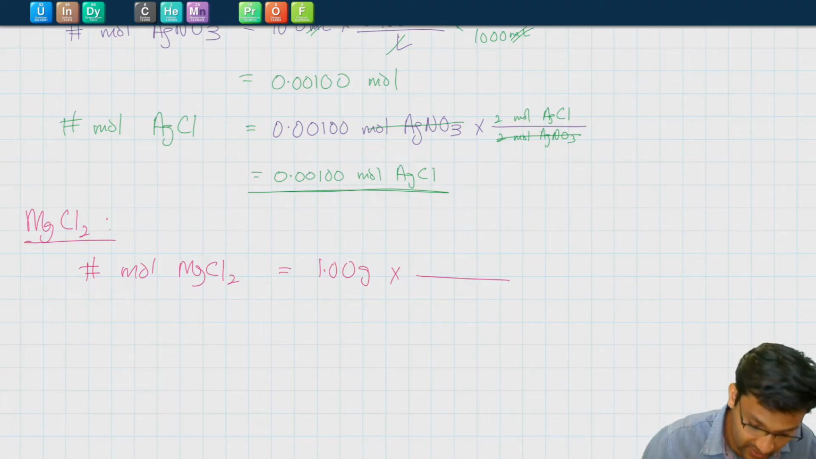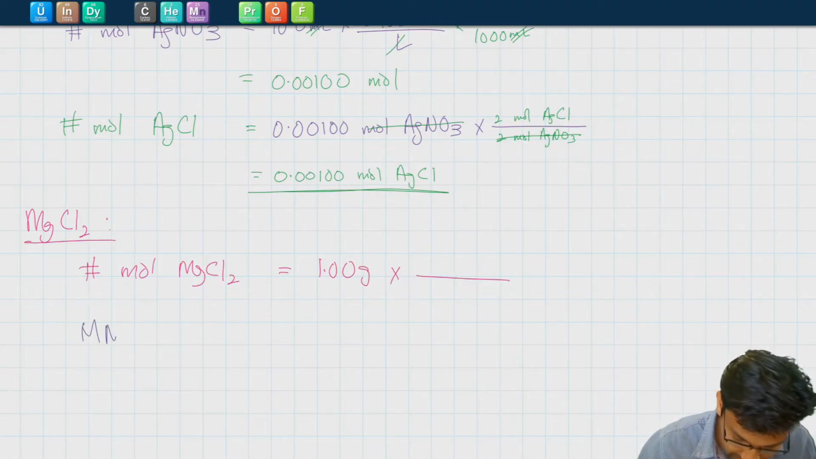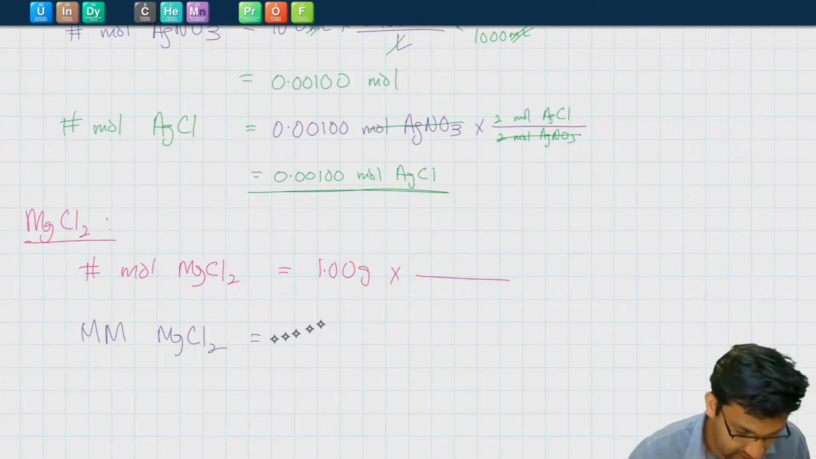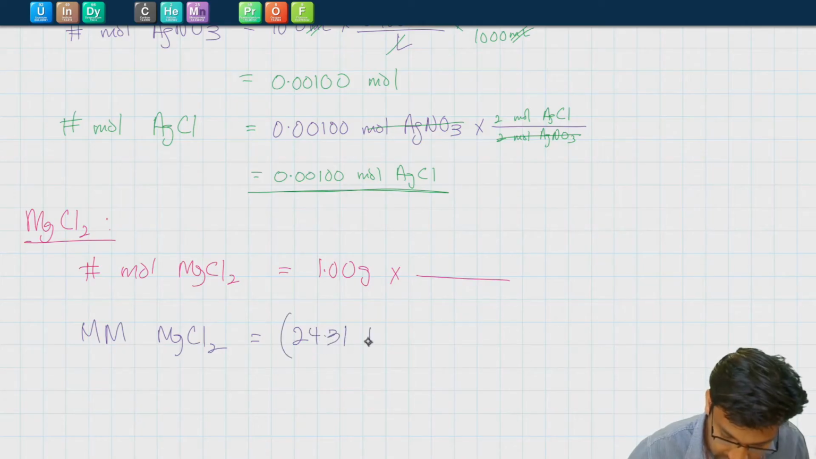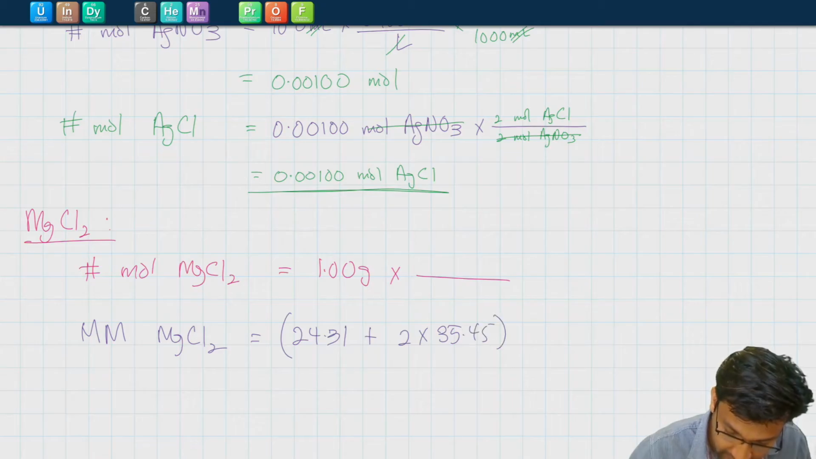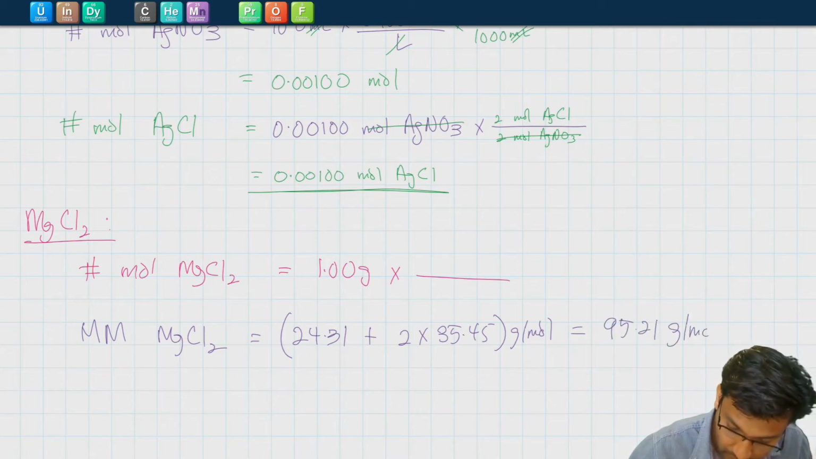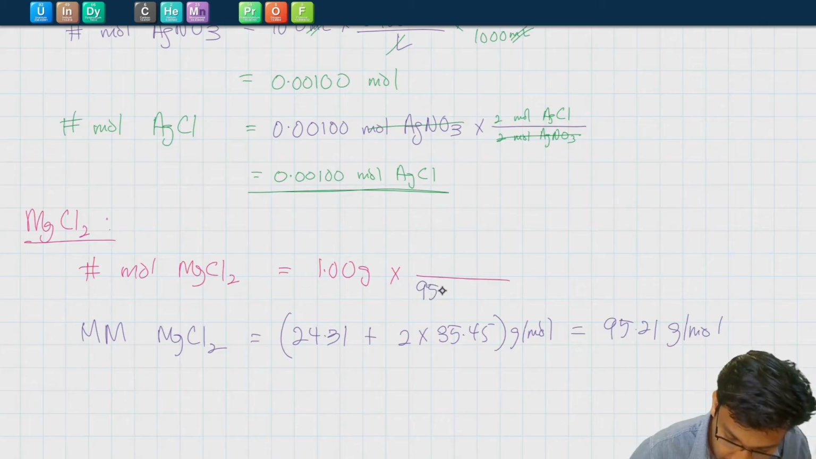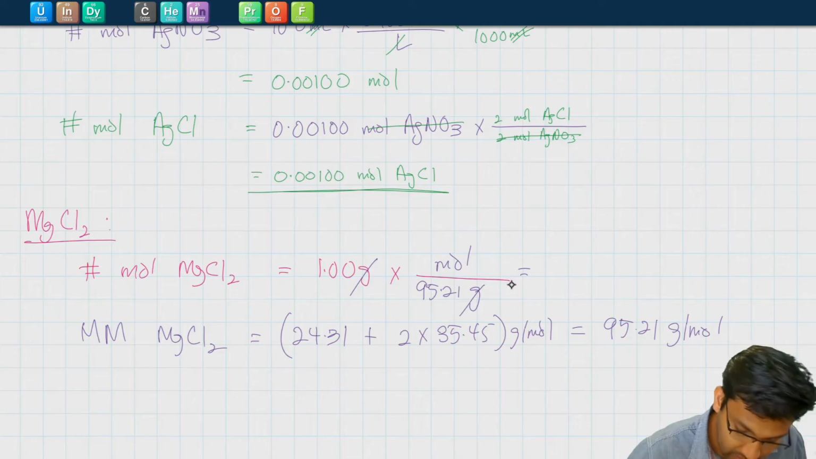To convert grams to number of moles, we need to find the molar mass of magnesium chloride, which is just equal to the molar mass of magnesium, which is 24.31, plus 2 times the molar mass of chlorine, 35.45, which gives us a molar mass of 95.21 grams per mole. So let's use that, 95.21 grams per mole. Grams cancel out, and we'll end up with 0.0105 moles of magnesium chloride.